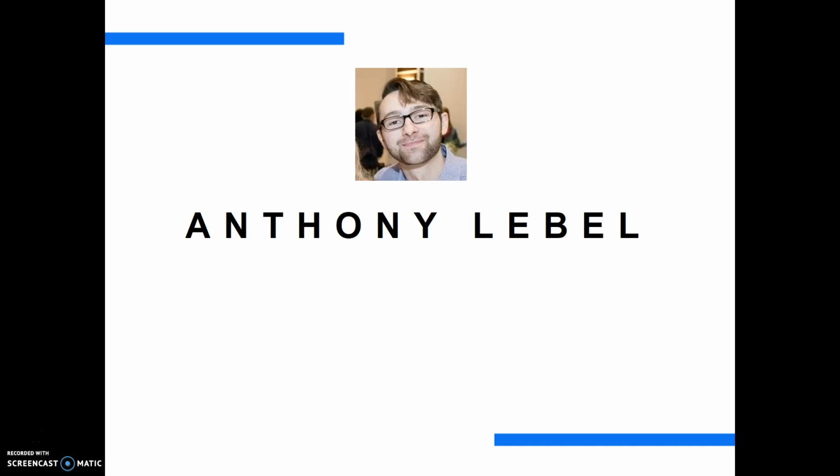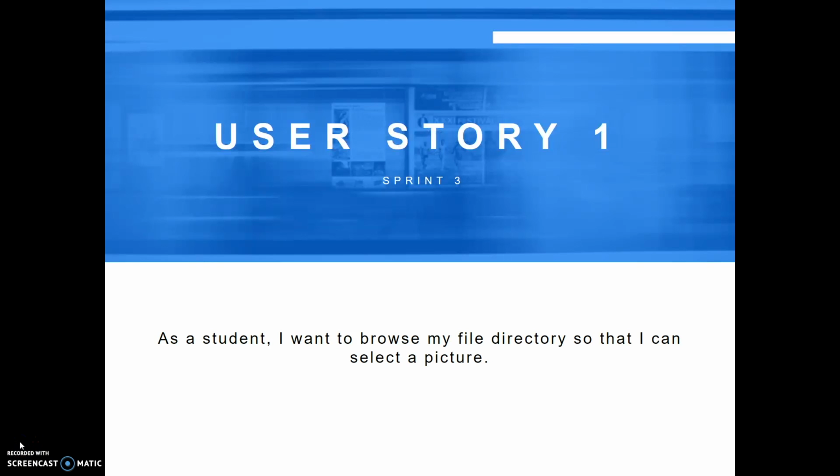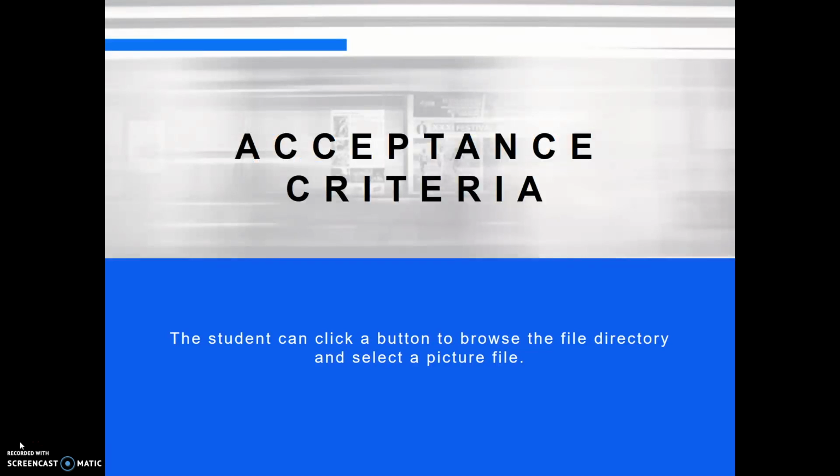Hello, I'm Anthony LaBelle, and I'll be going over my user stories and acceptance criteria for Sprint 3. For my first user story, as a student, I want to browse my file directory so that I can select a picture. The acceptance criteria: the student can click a button to browse the file directory and select a picture file.